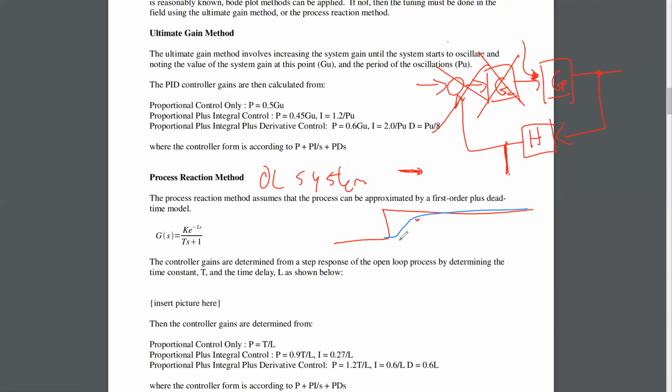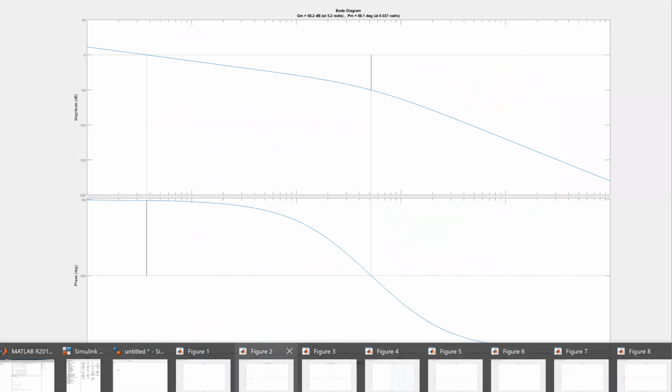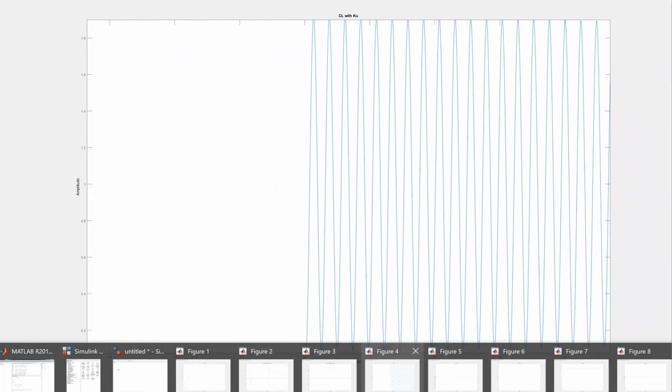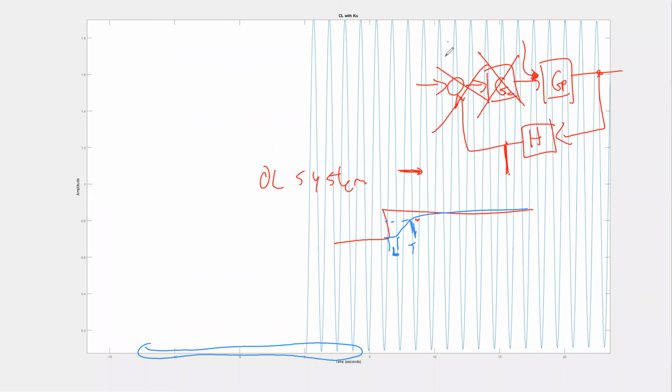So the response will have L, this dead time or delay time, and it has this time constant T. And then once you know those values, you can sub them in to the table as well. So, let's go back to MATLAB for a second, and I realize I showed you how to find the gains for the first system with the ultimate gain method, but I didn't show you what happened when you simulated it.